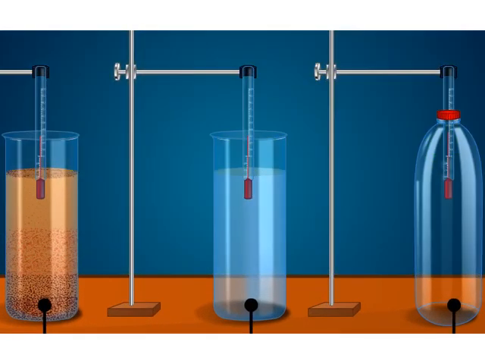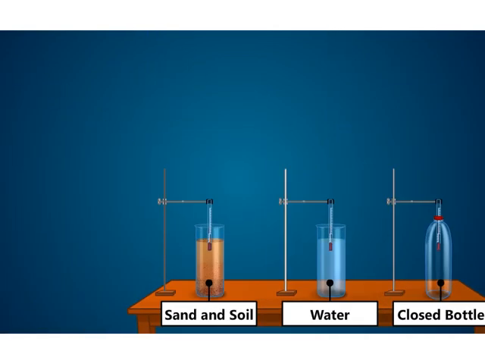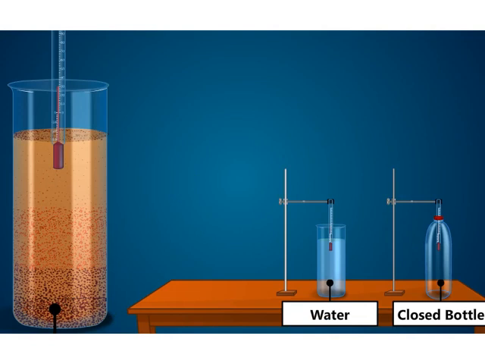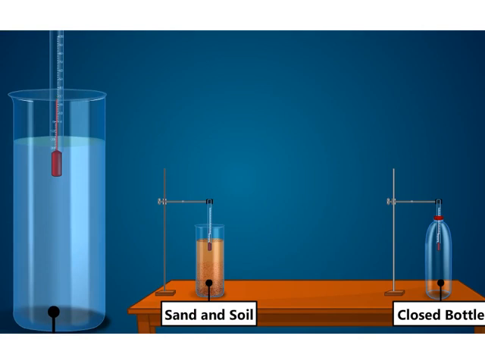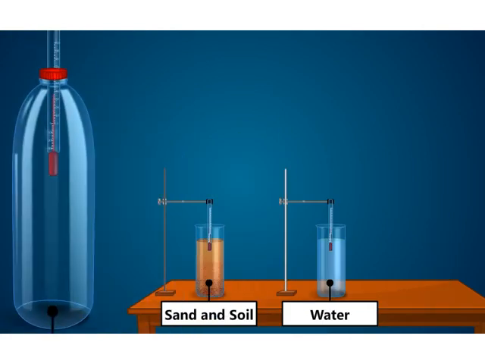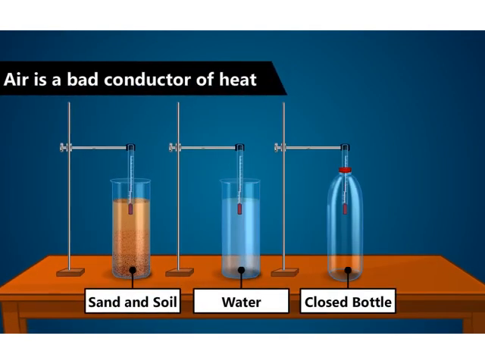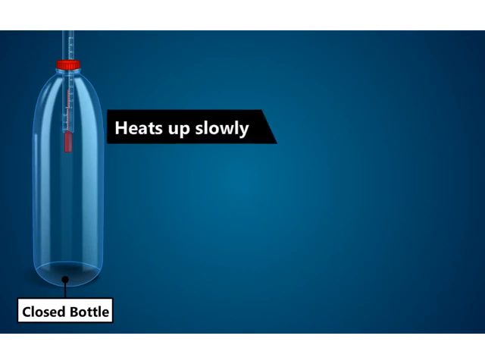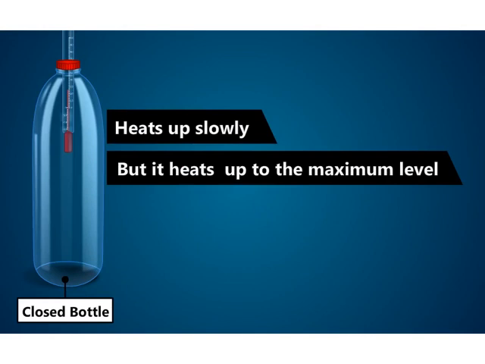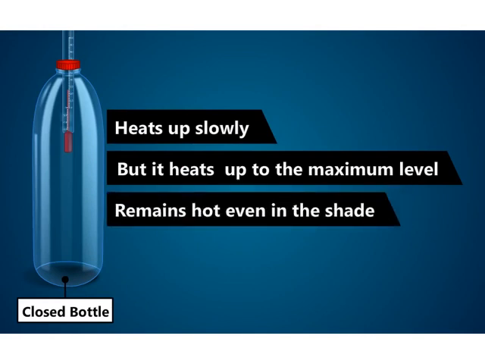Now keep them under shade for some time and observe the temperature constantly. As we keep them under the shade, the temperature of the beaker containing soil reduces very fast. The temperature of the beaker containing water cools down slowly. But the closed bottle containing air remains hot even under the shade. We understand from the experiment that air is a bad conductor of heat. This is the reason why the closed bottle containing only air heats up slowly, but it heats up to the maximum level and remains hot even in the shade.